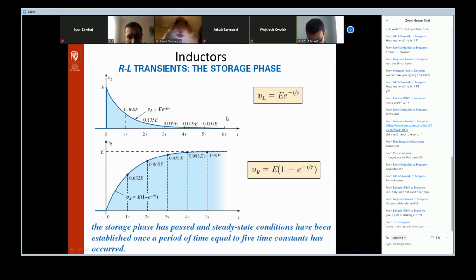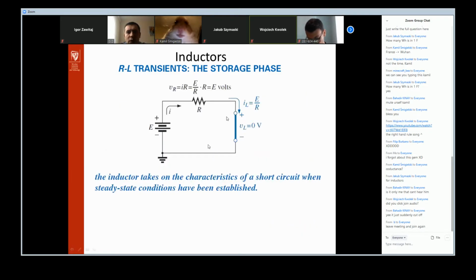Great. So we can say that if we consider the storage phase according to the transient analysis for an RL network, at the first moment the inductor is like a short circuit. Yeah, we could replace it with a short circuit at the first moment.